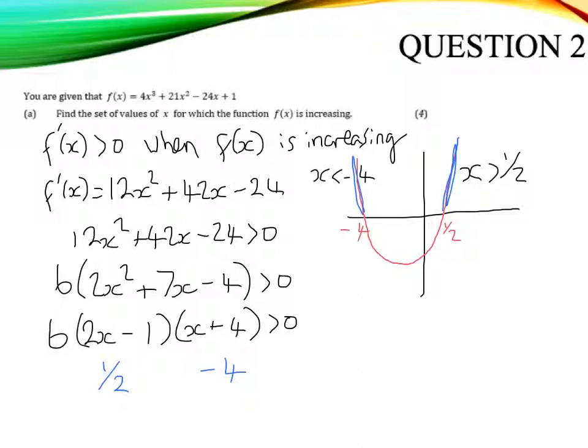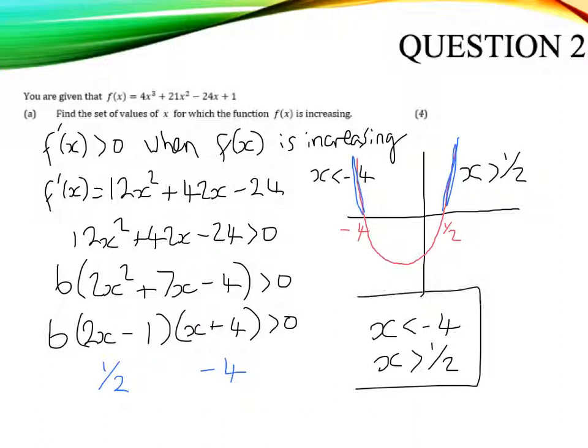So find the set of values. Let's actually answer the question. The set of values for x are when x is less than minus 4 and when x is greater than a half. Okay, and that's our final solution for part A.